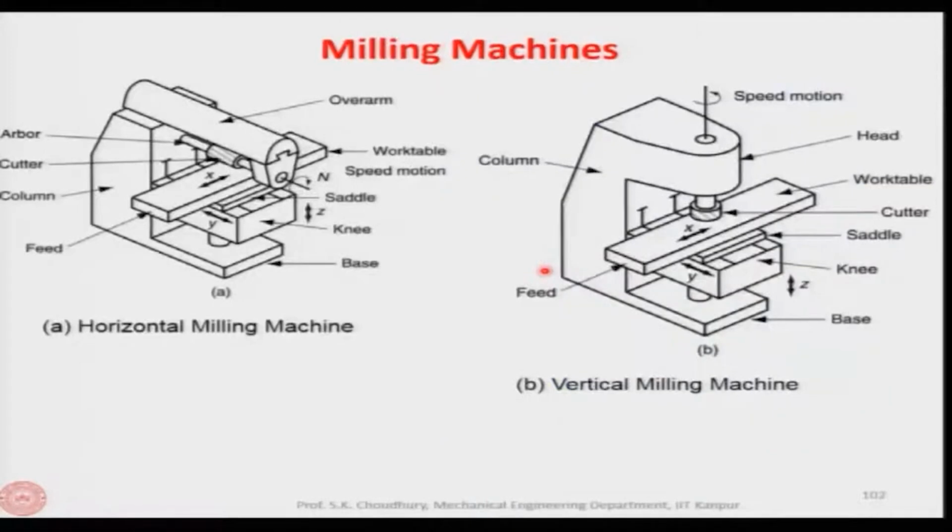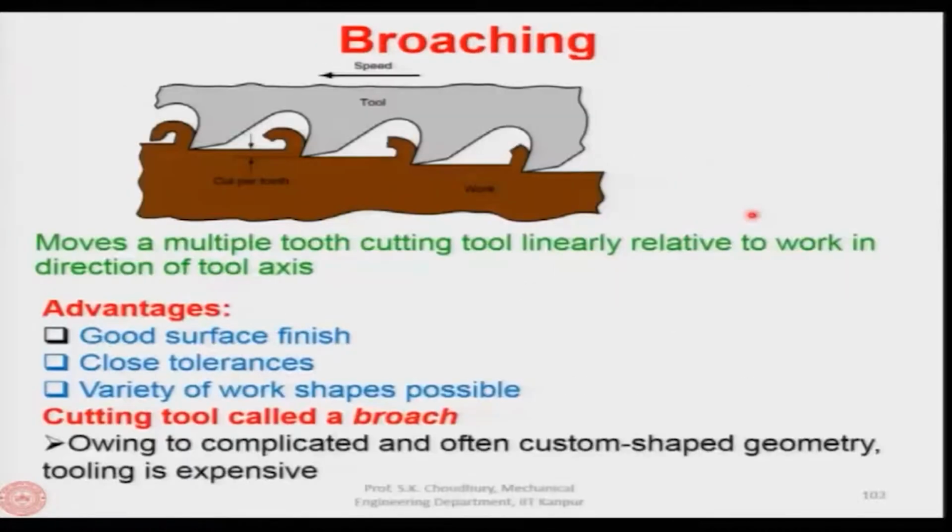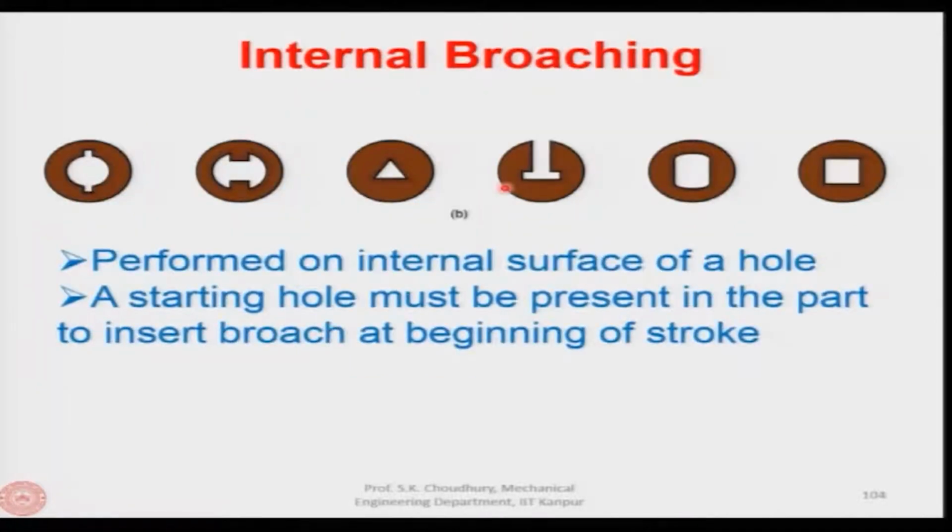You can see these are milling machine examples, horizontal and vertical, depending on the axis of the milling cutter. If it is horizontal, it is a horizontal milling machine, if the axis is vertical, it is a vertical milling machine. This is a broaching example. I told you about broaching in the very beginning, that by it you can make internal slots or external slots with high accuracy. So, this is the broaching operation, and this is the particular specification that a good surface finish is obtained by broaching. These are internal broaching, this kind of slots you can make as internal broaching.